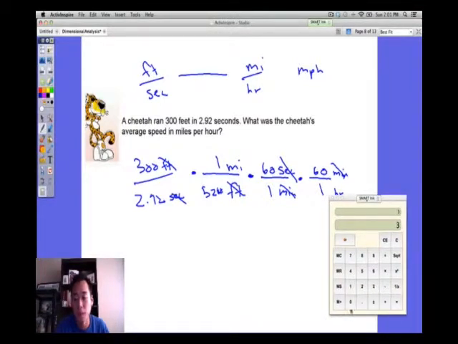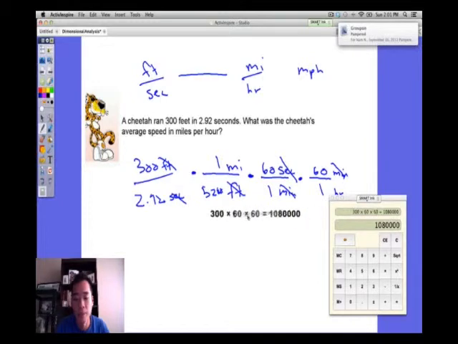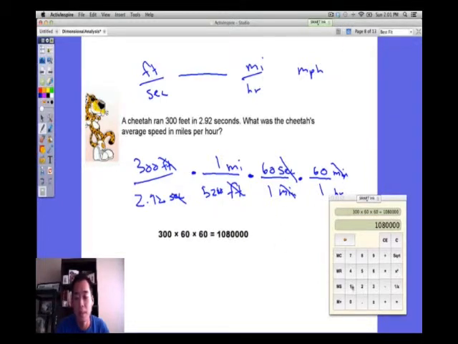So 300 times 1 is 300. 300 times 60 times 60. And here is my setup for my numerator. My denominator is 2.92 times 5,280 times 1, which is going to be this number.